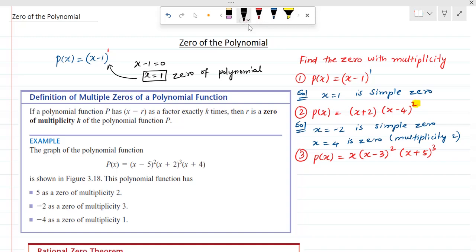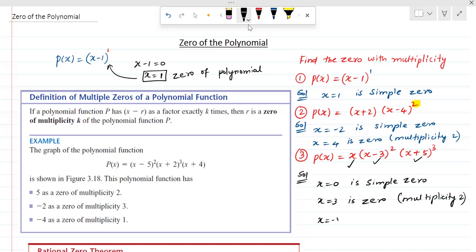And similarly here we will have 3 zeros. What are they? Here x equals 0 is a simple zero, which has multiplicity 1, and here x equals 3 is a zero with multiplicity 2, and x equals minus 5 is a zero with multiplicity 3. So these are the zeros of the polynomial.